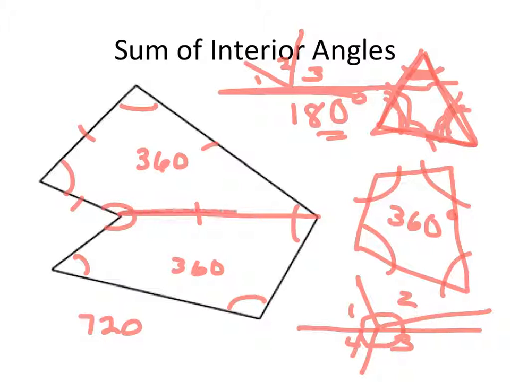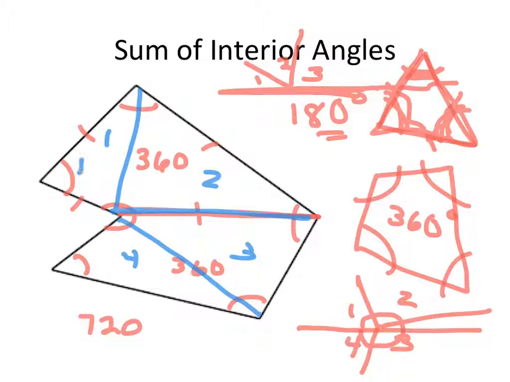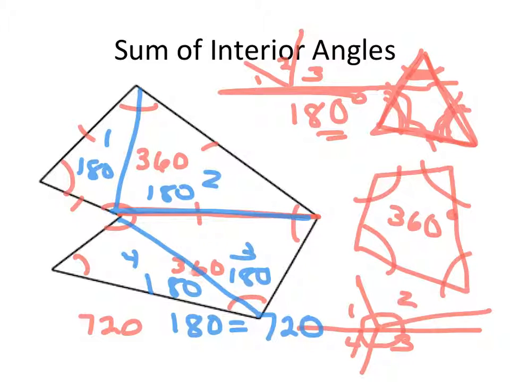So let's say I made this line here just as I had before, but now I also add a line here and I add a line here. Now I have all triangles in my shape. 1, 2, 3, 4 triangles, and I know that each one of those triangles has 180 degrees in it. So I can take 180 degrees times 4, which will also give me 720 degrees.